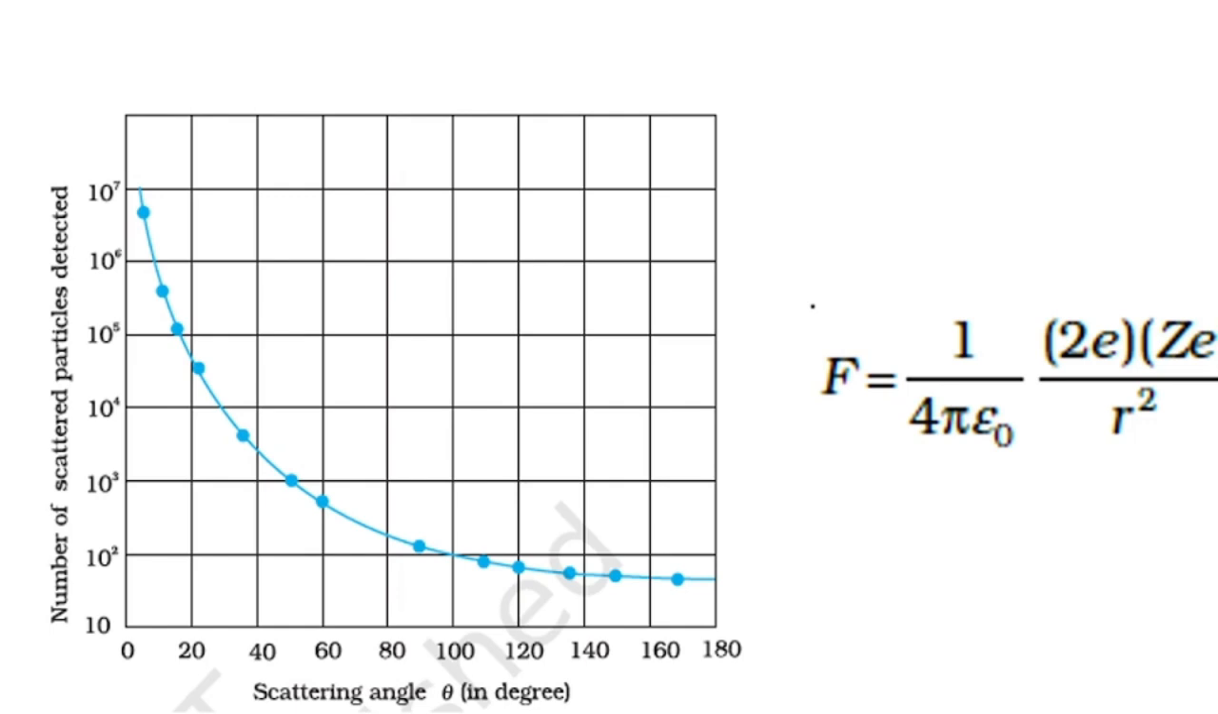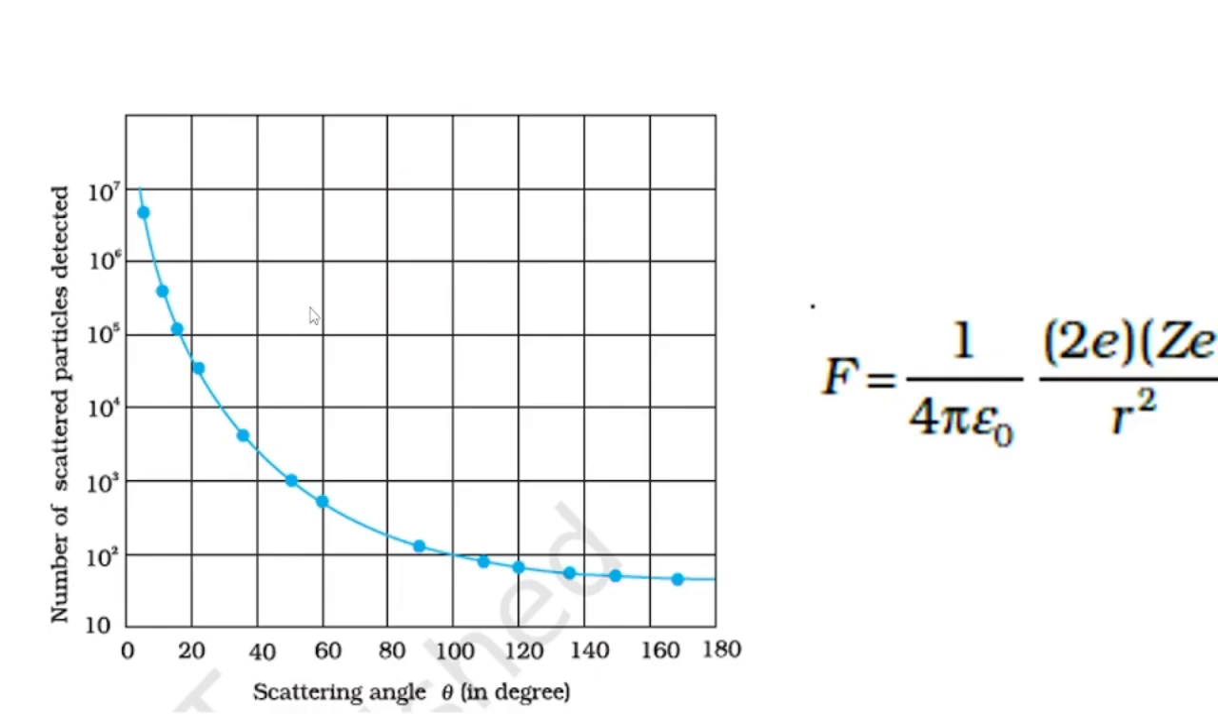And the reason for the deflection of the alpha particles is again based on Coulomb's force. That Coulomb's force is given by the equation F equals 1 upon 4 pi epsilon naught times 2e into Z by r squared. Again the 2e is for the alpha particle and Z is for the nucleus. It's the basic Coulomb's equation.